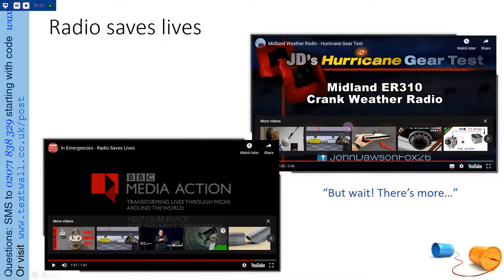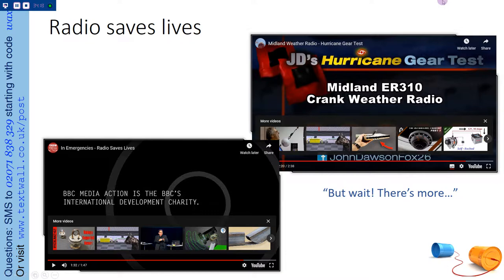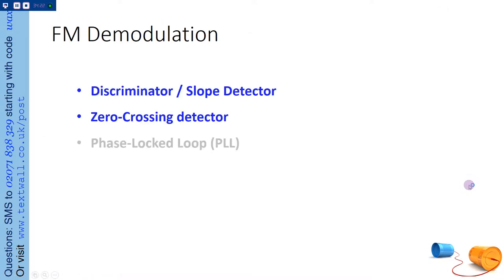Okay, so that's something to think about while we talk about demodulation. So, the different types of FM demodulator. We're going to look at two of the simplest. There are others. There's the phase lock loop style demodulator that we won't be covering. We'll be looking at something called a slope detector or a discriminator and a zero crossing detector.